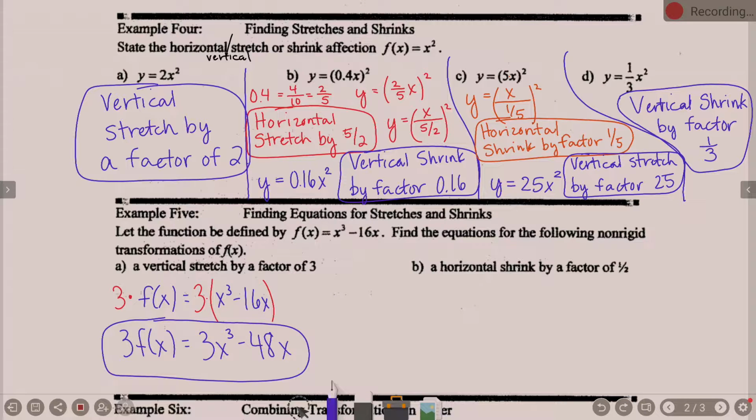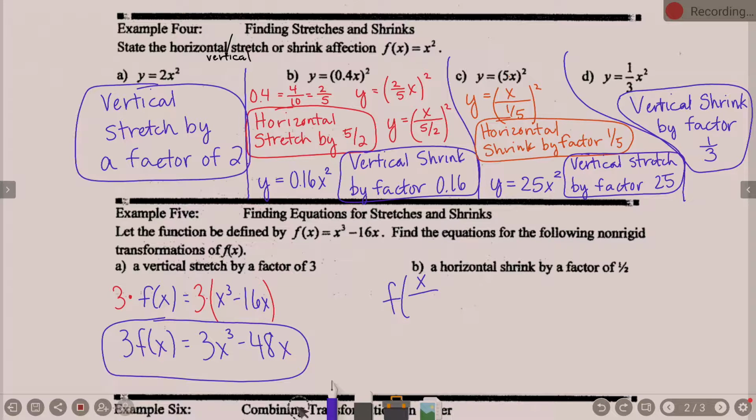Okay. B. B says a horizontal shrink by a factor of 1/2. How do we do a horizontal shrink according to the previous page? F of x over c. Okay, f of x over c. What is c?